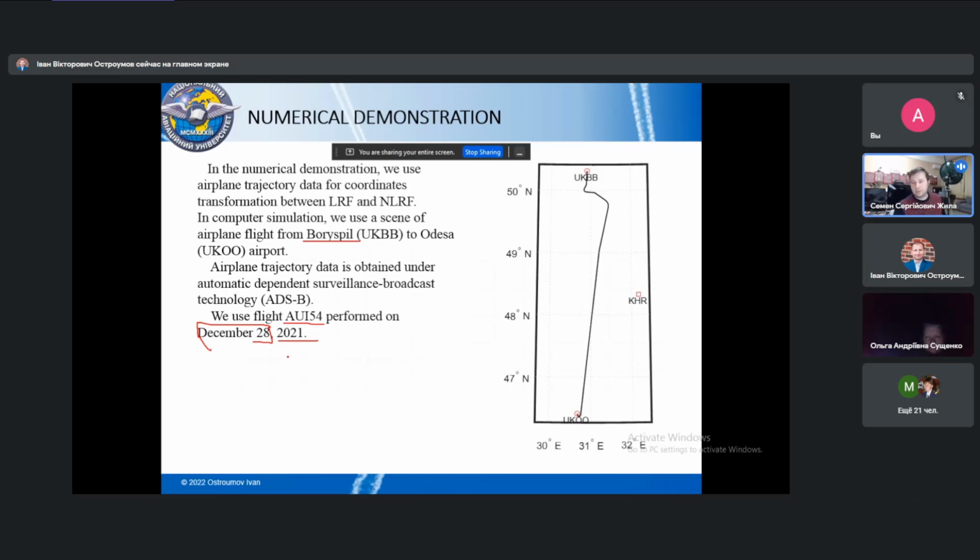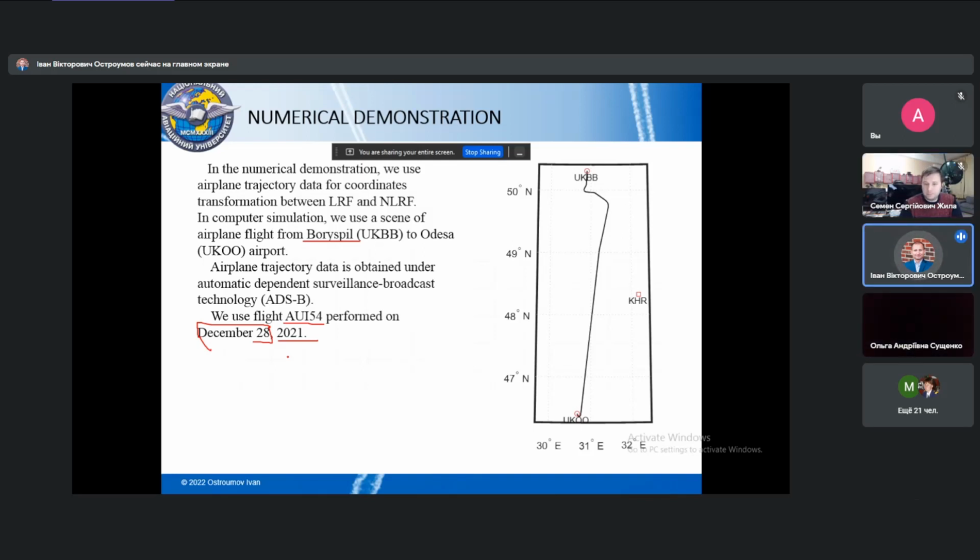Okay, Ivan, please tell us about the reason. Why did you need to come to non-linear coordinates? And what advantages did you get from using non-linear coordinates?